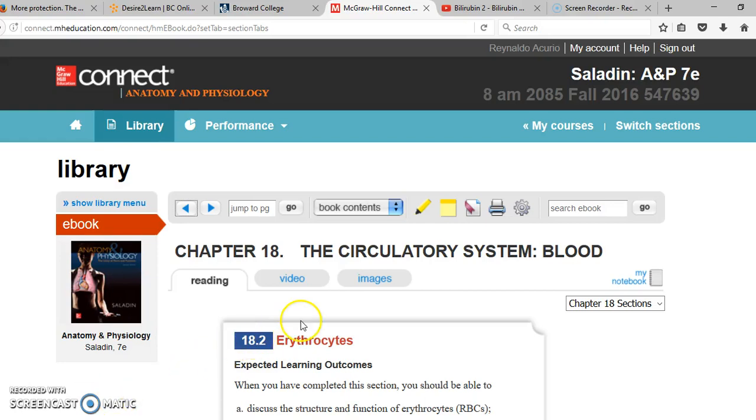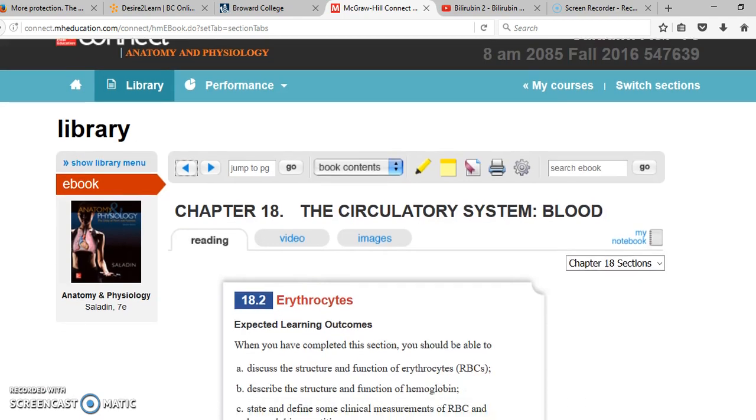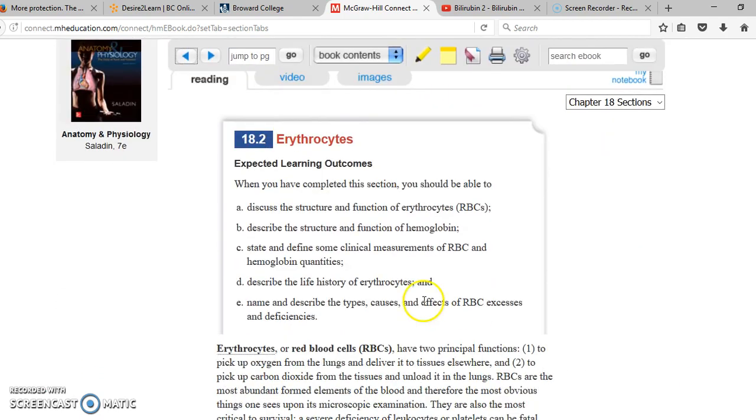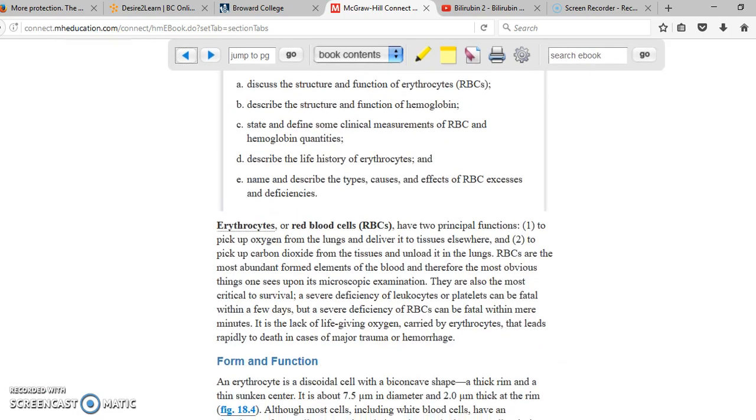Okay, now we're going to talk about the specific form elements that we have in the blood. Remember, form elements are the cells that we have in the blood. So the very first one that we're going to talk about obviously is going to be the erythrocyte. Remember, erythrocyte is the same thing as the red blood cell. How many red blood cells we have? Well, it depends whether you are a male or a female.